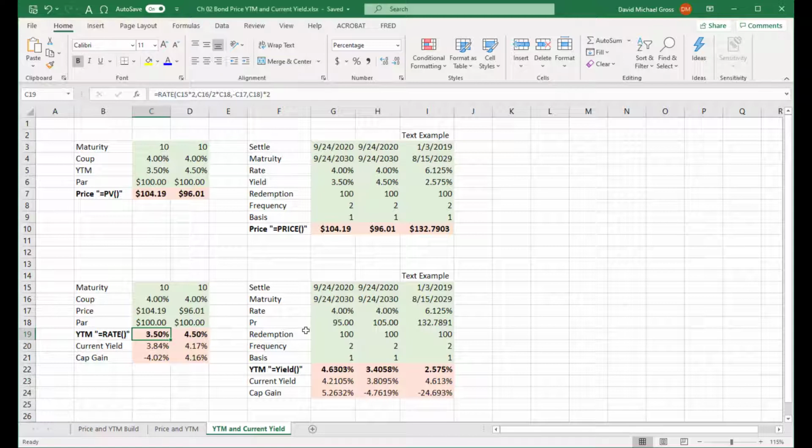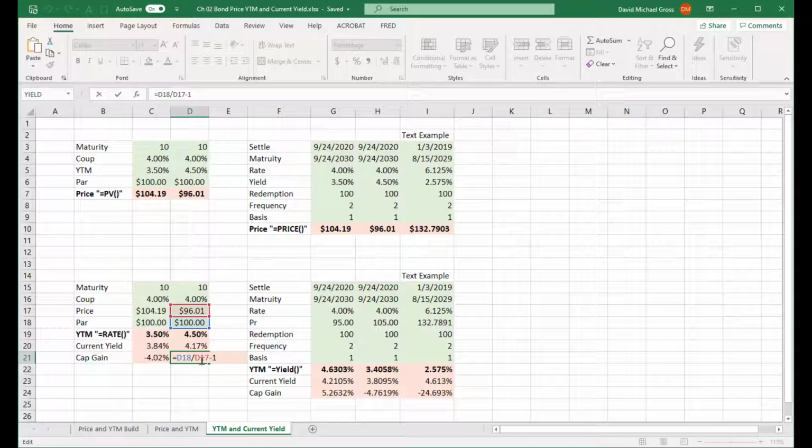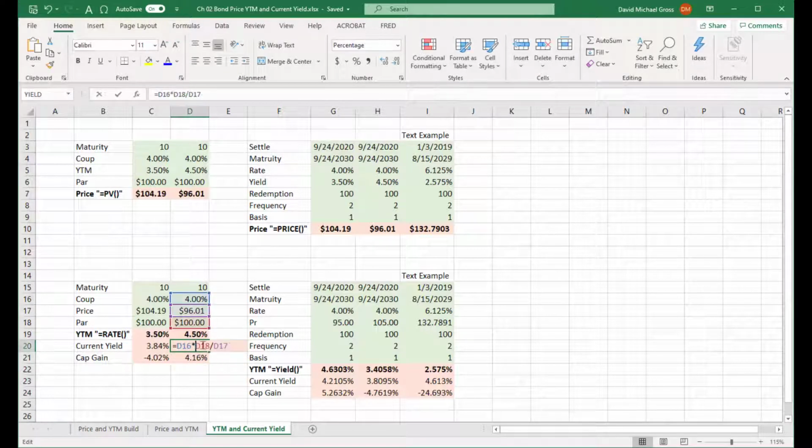What if it is the other way? Now I have a coupon of 4%. I'm going to pay 96, so my yield to maturity is 4.5. My current yield is 4.17, and I'm going to get a capital gain of 4.16. I'm going to get a capital gain between the 100 I receive at the end and the 96, and since I'm earning $4 not on 100, but $4 on 96, my current yield is actually higher than the 4%.